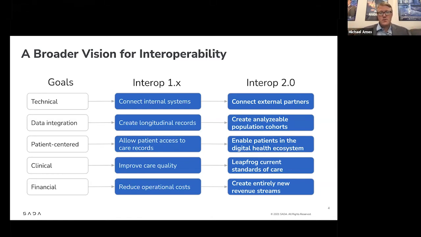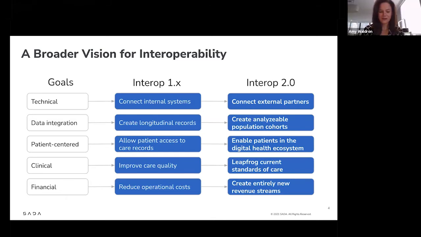Data integration is no longer enough just to say, great, we've got a longitudinal record for this patient. We want to create entire analyzable population cohorts, not just with the data from our clinic or our system, but with that 360 view that Amy will talk a little bit more about, social determinants of health and other things that help us to understand how to care for these patients and how to care for them at a population level.